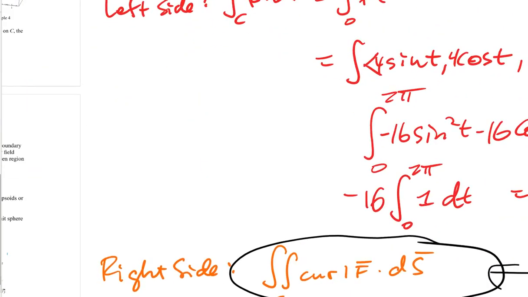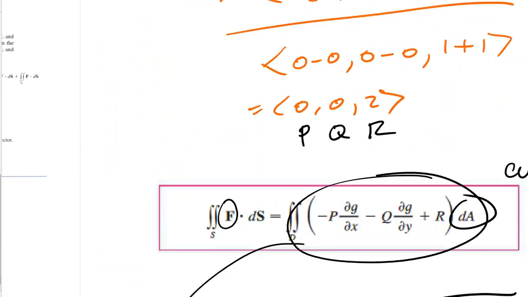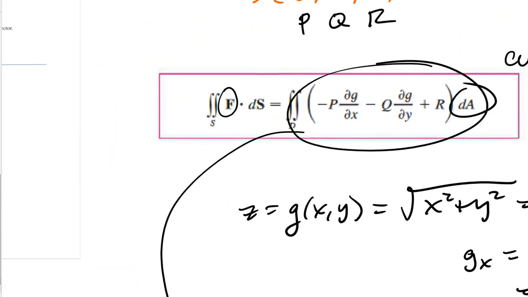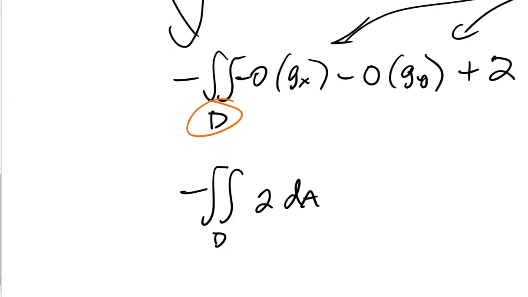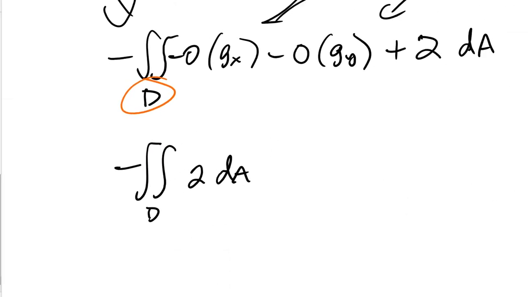All right, it's a projection down. I shouldn't say shadow, it's a projection. So instead of D there, I'm going to put x squared plus y squared equals 4. And then dA will be dy dx.